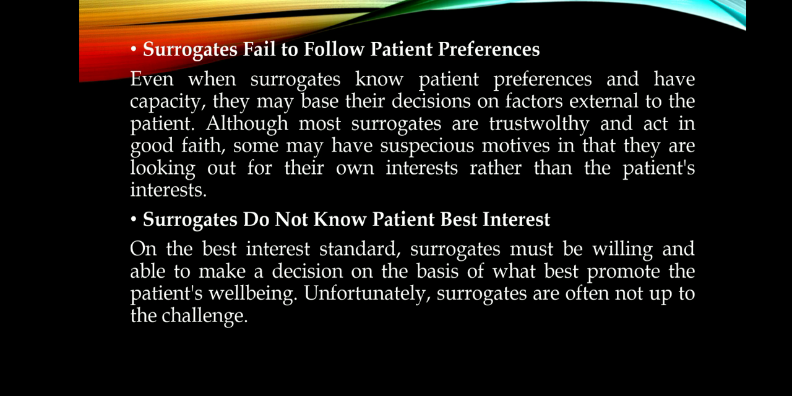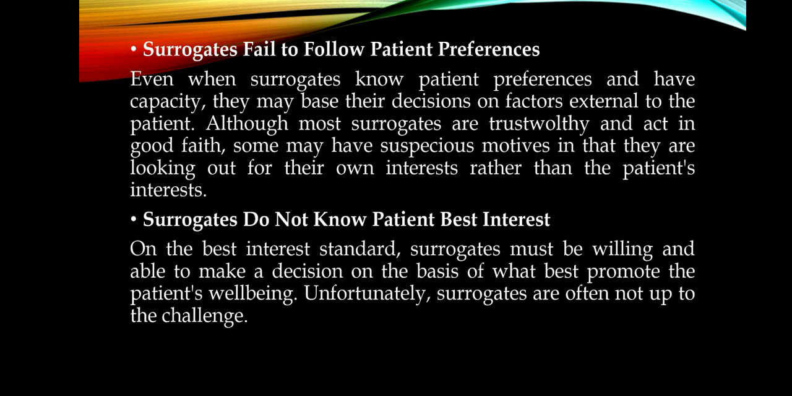Here, these surrogates should make decisions for the benefit of the client, but there are some suspicious surrogates who make decisions for their personal benefit. They may choose to kill the patient for their benefit too. This is the biggest problem of surrogate decision making.